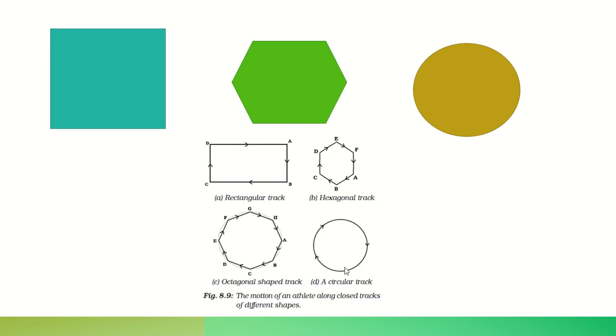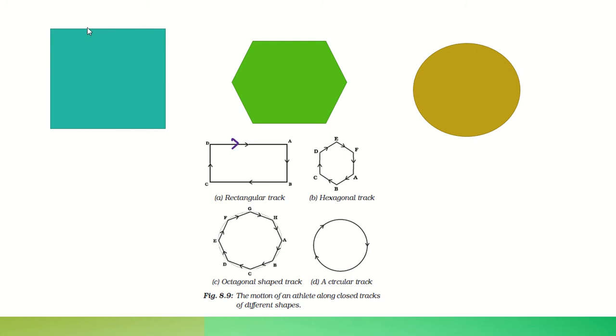So here we have the picture of the motion of an athlete along closed tracks of different shapes. Let's see the example of the rectangular path. So this person is walking through the rectangular path and he reaches the starting position after covering the complete path, right? In the next diagram we have the hexagonal path, and we have the octagonal shaped track and a circular track. Why are we showing all these shaped tracks when we have the topic of circular motion?